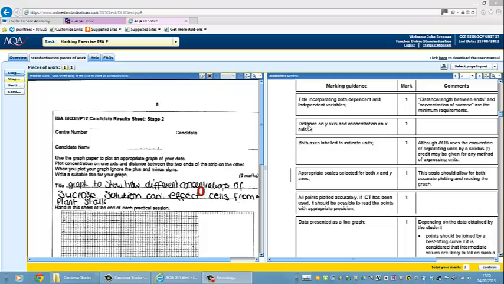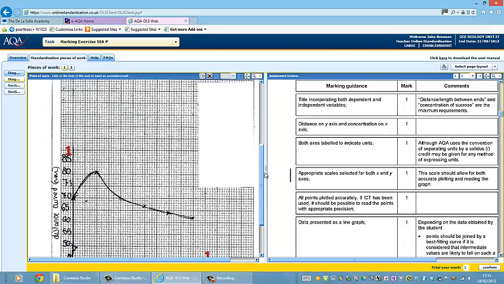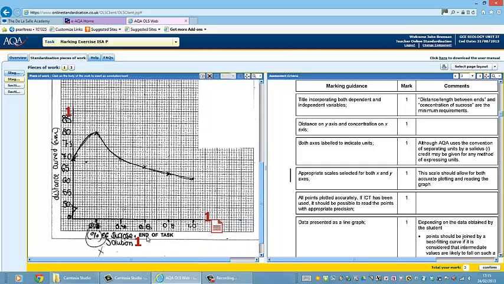The next mark, the distance on the y-axis and the concentration on the x-axis. This again is a convention. The distance will be the dependent variable, the concentration will be the independent variable. The independent variable goes on the x-axis. Well, let's see if it managed to do that. We're looking for distance on the y-axis, yes, and that is there, and concentration on the x-axis, and there it is. So they have a mark for that. The next one, both axes are labelled to indicate units, and there we have millimeters, and there we have percentage of sucrose solution. So there's a mark noted for that.